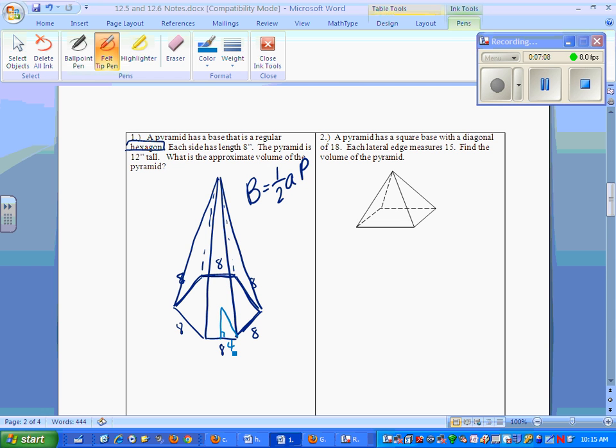Okay, this is going to be a 30, 60, 90 triangle. Half of 8 is 4. Okay, remember the 30 degrees goes here, 60 is here. So our apothem is 4√3. Okay, so area of this space is going to be 1/2 4√3 times the perimeter. Perimeter is 6 times 8, 48.